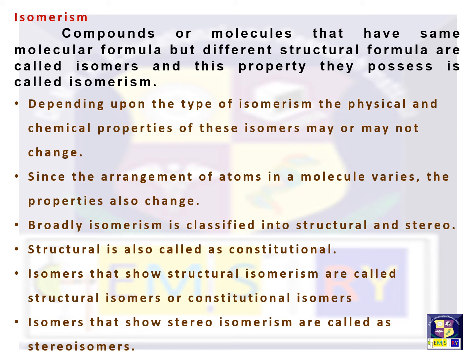To summarize what isomerism is: compounds or molecules that have the same molecular formula but different structural formula are called isomers, and this property they possess is called isomerism. Depending upon the type of isomerism, the physical and chemical properties of these isomers may or may not change. Since the arrangement of atoms in a molecule varies, the properties also will vary. Broadly, isomerism is classified into structural isomerism and stereoisomerism. Structural isomerism is also called constitutional isomerism. Isomers that show structural isomerism are called structural or constitutional isomers, and isomers that show stereoisomerism are called stereoisomers.